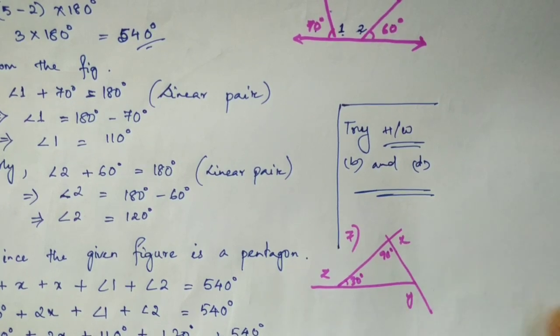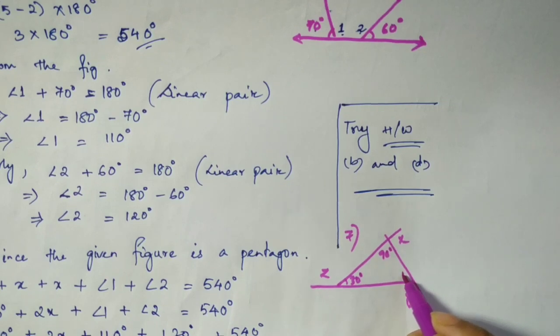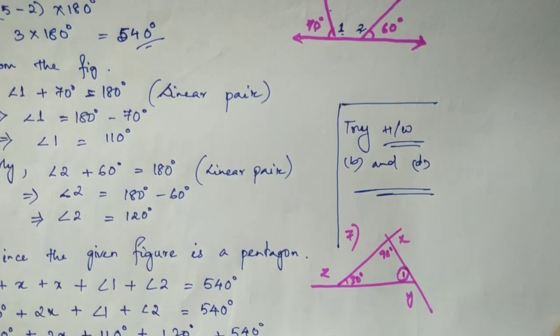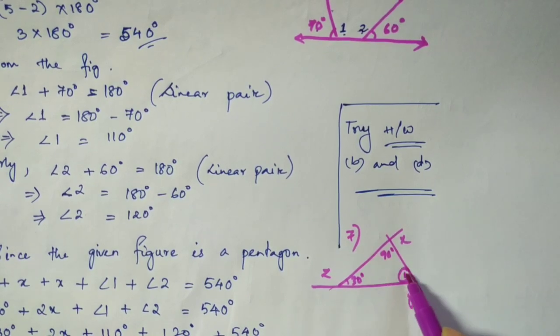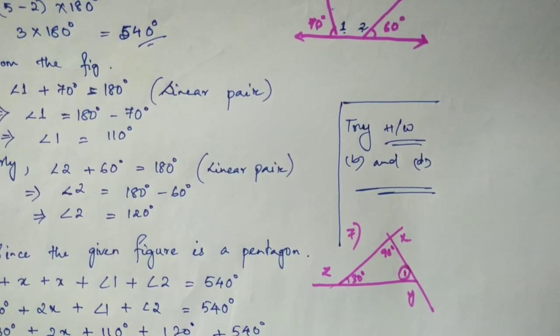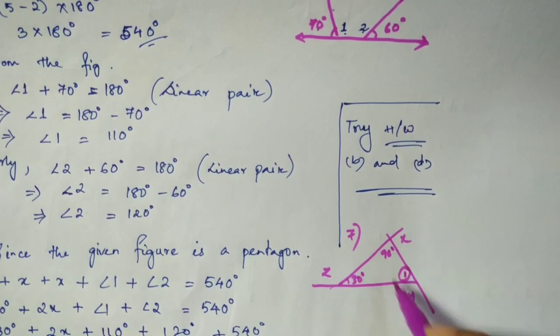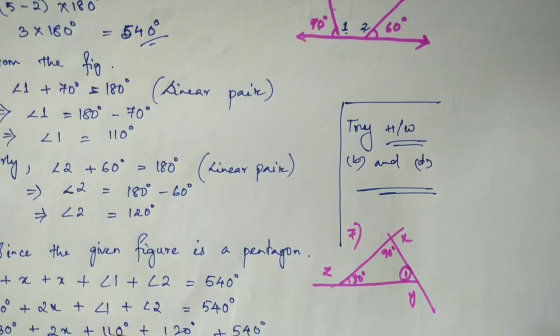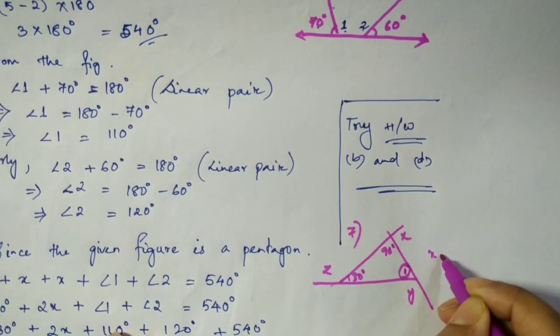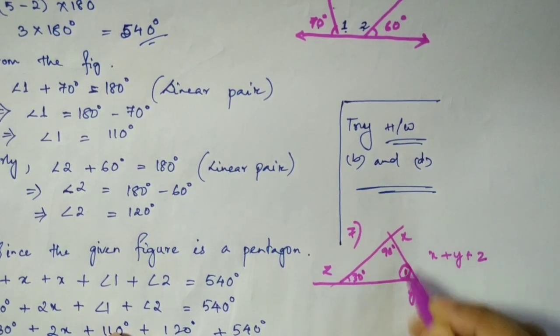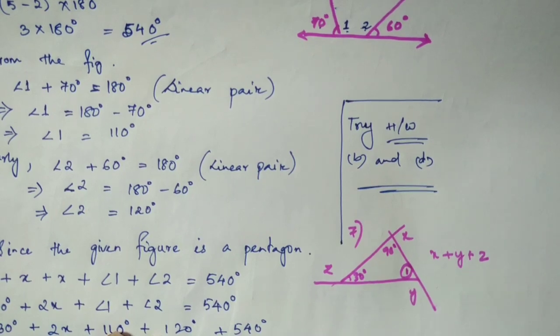Now how will you find y? This is not given. First of all, let me name it angle 1. Find this out, because this particular thing is a triangle. Use the angle sum property of a triangle and find angle 1. When you find angle 1, angle 1 and y are again a linear pair, and you can find y. And when you have y, don't forget to add up the values of x, y, z. That will be very easy.